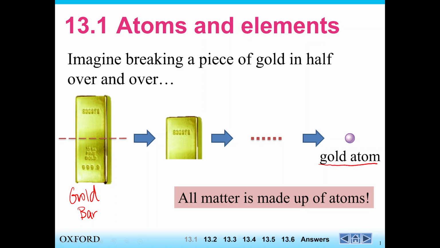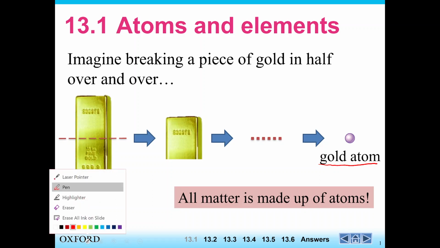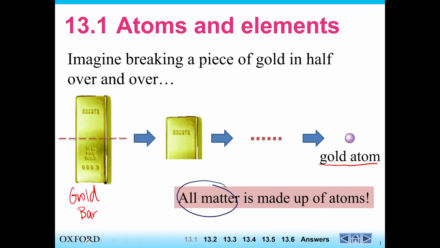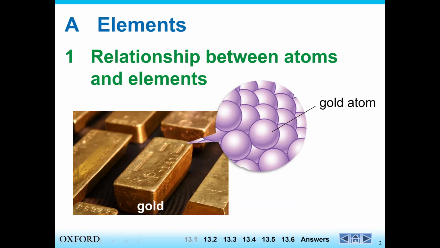And in Form 1, you learn that all matter is made up of atoms. So matter could be anything. You, me, human beings, or the fact that you're watching this video on your computer or your laptop, Chromebook, or a pen, everything is made up of atoms. So what's the relationship between atoms, elements, molecules?